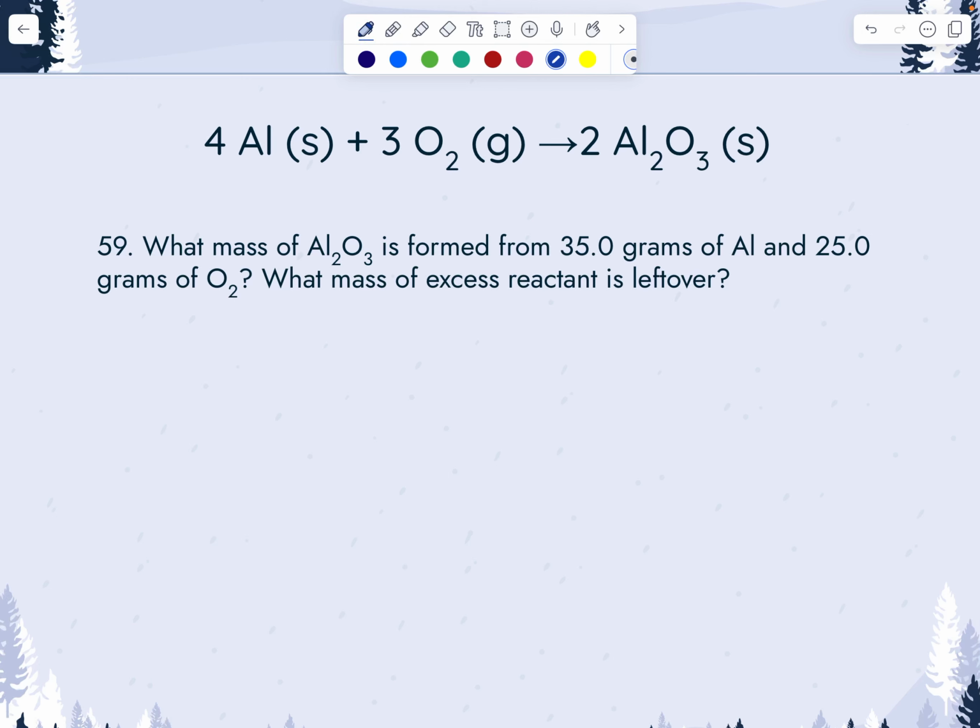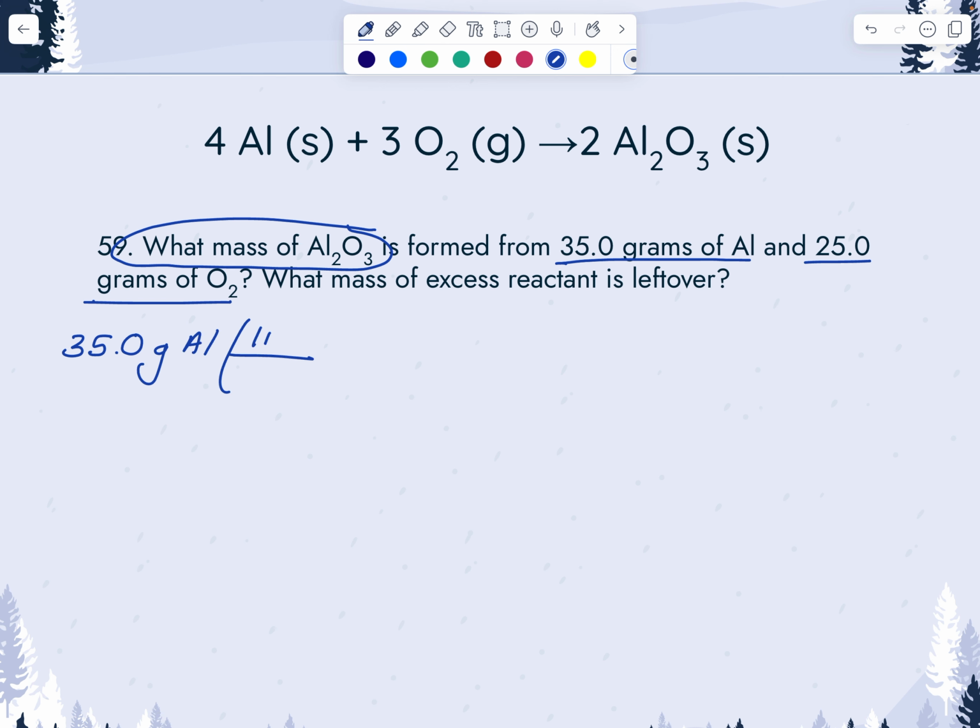Okay, same balanced chemical equation here. The question is asking what mass of aluminum oxide is formed from 35 grams of aluminum and 25 grams of oxygen. So take both of those and convert them to moles. 35.0 grams of aluminum. 1 mole of aluminum has a mass of 26.98 grams. So 1.297 moles of aluminum is how much I'm starting with.